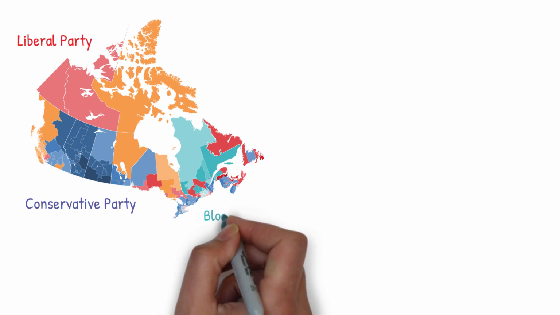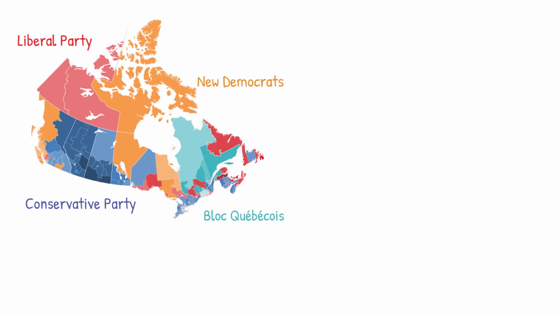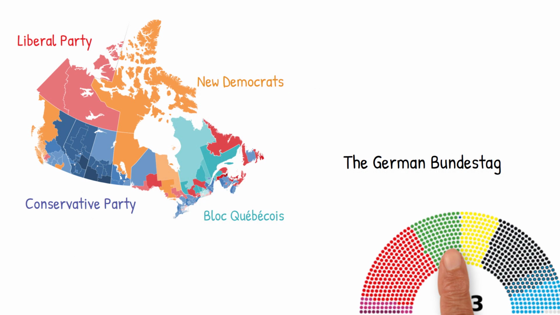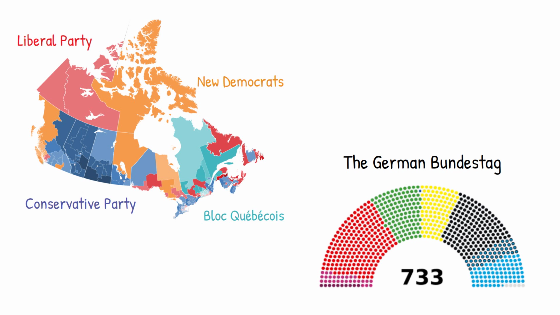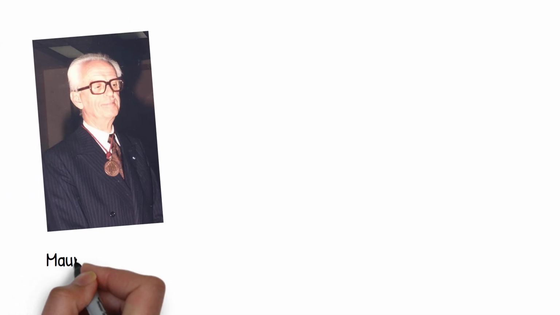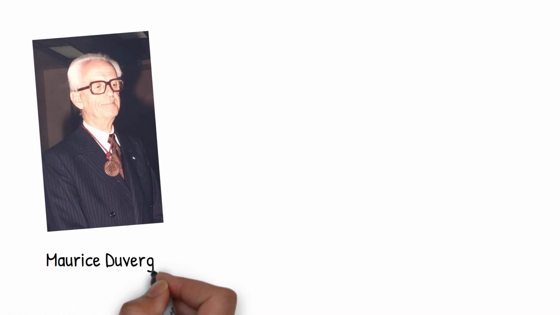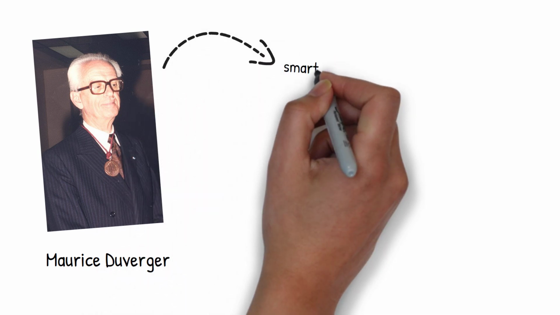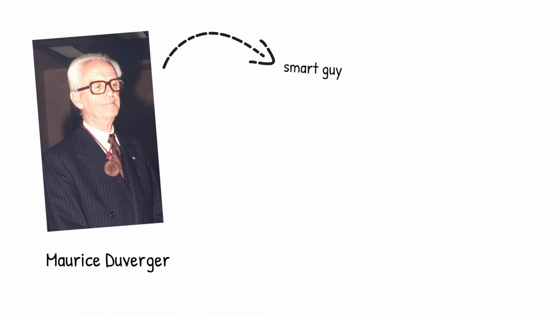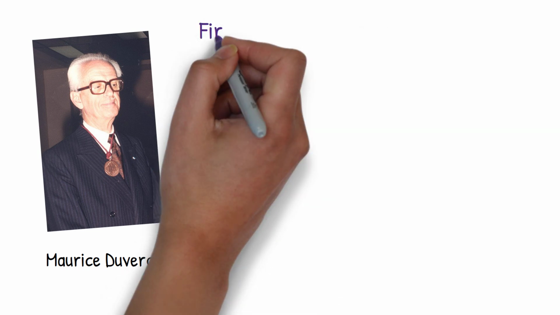In Canada, there are currently 4 parties that control more than 5% of seats in the House of Commons. And in Germany, there are currently 5 such parties in the Bundestag. So how come in the US Congress, there are only 2 parties? In the mid-20th century, a French political scientist by the name of Maurice Duverger wrote down an idea that was already very popular in his time, but later became known as Duverger's law.